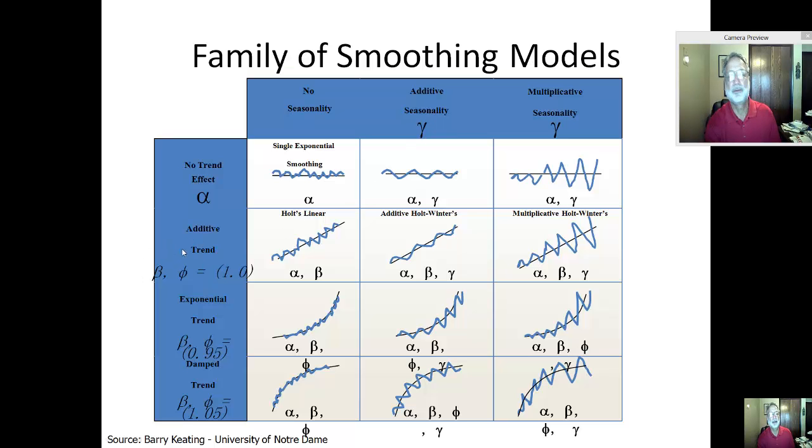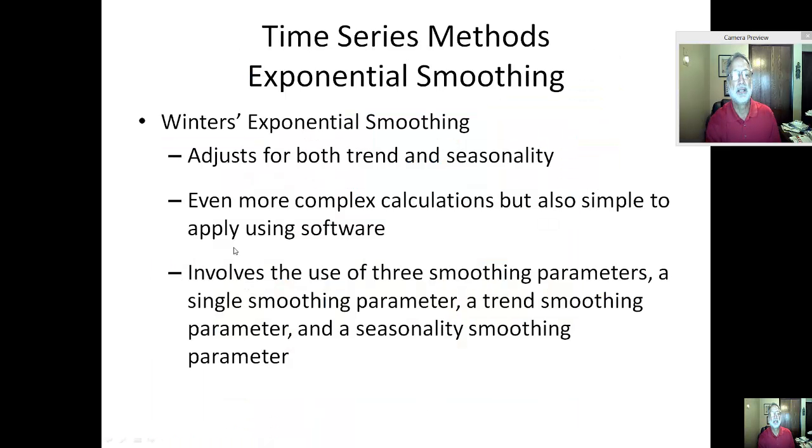Now we're ready to look at three-parameter: level, seasonality, and trend. This again is Holt-Winters or three-parameter smoothing. So we adjust for both trend and seasonality. It's a little more complicated than what we were looking at before. Again, it involves three smoothing parameters. Okay, one for the level, one for the trend, and then one for seasonality. And remember, seasonality can be additive or multiplicative, and the trend can be additive or multiplicative.